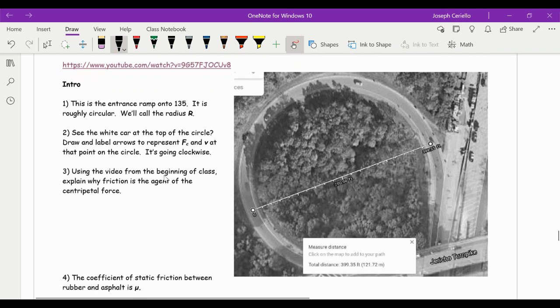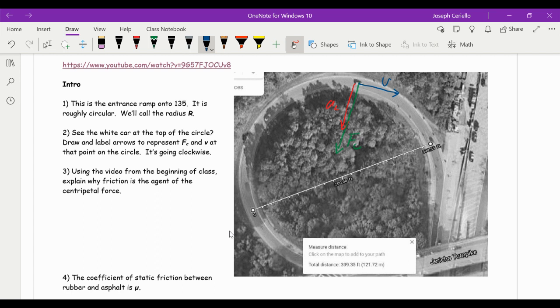So this is the entrance ramp to the Seaford Oyster Bay Expressway. I don't know if you could tell, but it actually makes a really good circle for most of it, except for the part where you get on and where you get off. So if you look at that car at the top there, let's draw the centripetal force and the velocity on that car. We'll do the centripetal acceleration too, why not? So the centripetal acceleration points to the middle. The centripetal force points to the middle. And the velocity is tangent to the circle.